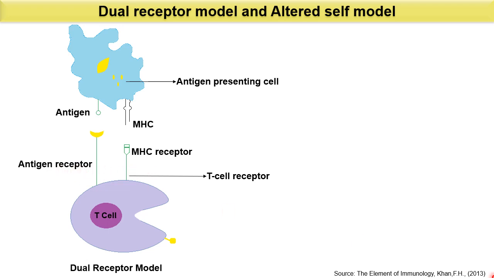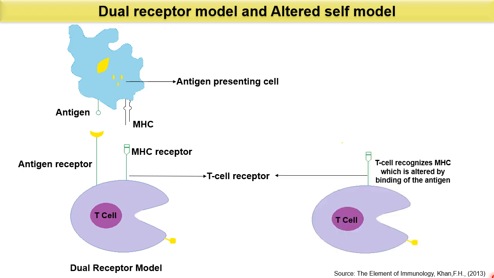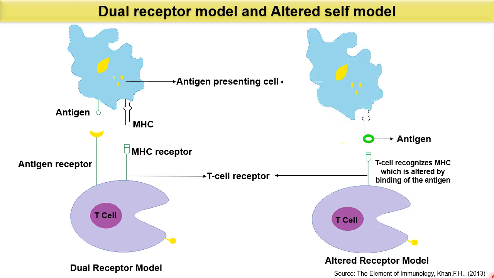The altered self model suggested that the T cell has only one receptor and that is designed to recognize both the components, antigen and MHC molecules. So here this is the one receptor, only one receptor is present. The debate between proponents of these two models was carried on for a number of years until an elegant experiment by J. Kappler and P. Marrack demonstrated that specificity for both MHC and antigen resides in a single receptor. An overwhelming amount of structural and functional data has since been added in support of the altered self model.